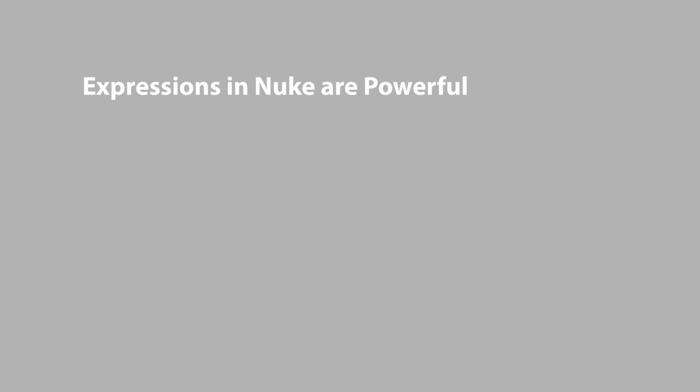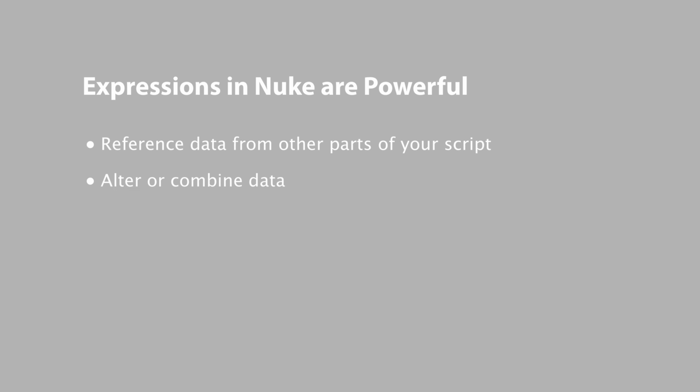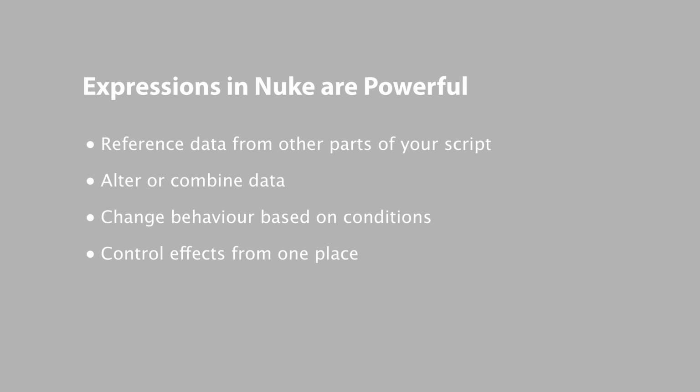Expressions in Nuke are really powerful. They allow us to reference information from different sources all over our script. We can use them to manipulate or combine these sources of information. We can use them to check for certain conditions in our script and change the behavior of nodes based on whether that condition is true or not. They allow us to create master controls that can change many nodes at once from a single set of knobs. And we can use them to create complex procedural animation without setting a single keyframe.